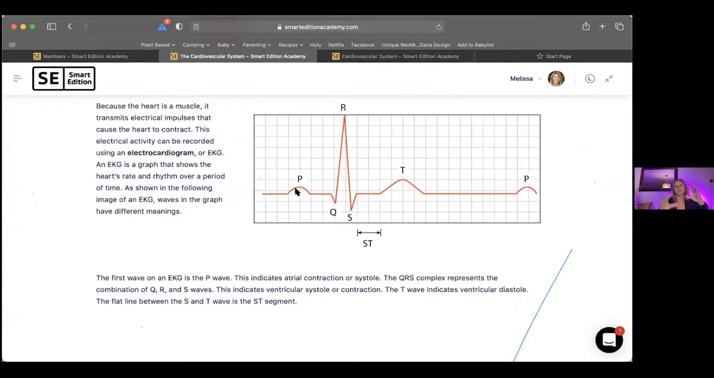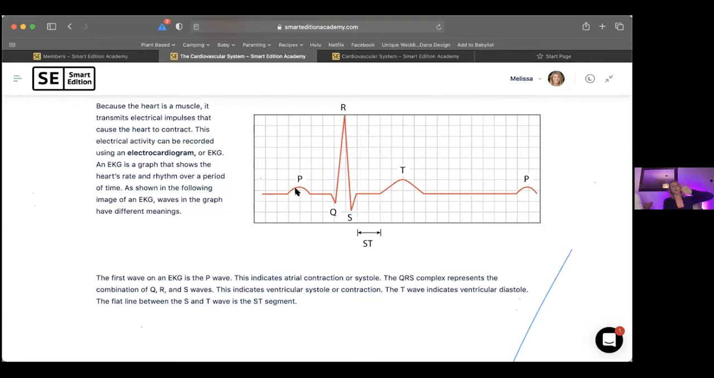Basically atrial diastole is going to be happening when the systole for the ventricles is happening. So the atriums contract and pump blood into the ventricles, so the ventricles are filling up in their diastole. When the ventricles contract and pump blood, they are in systole, and the atriums are in diastole and they're in resting mode.